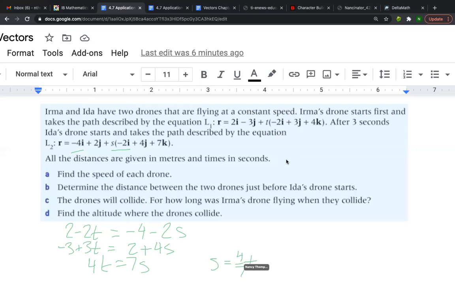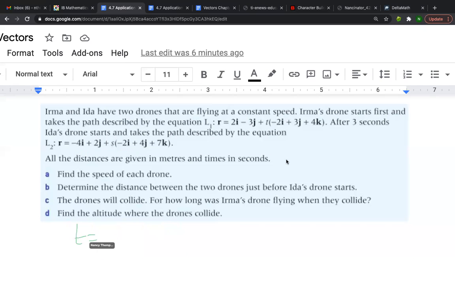And once you have that, you can plug it up into the above equations to figure out what those values come out to be. You should end up getting as a final answer that t is equal to 7 and s is equal to 4. But they want to know the time that Irma's drone was flying. And so Irma's is the first one, and the parameter that goes along with Irma is t. So my final answer is t equals 7.